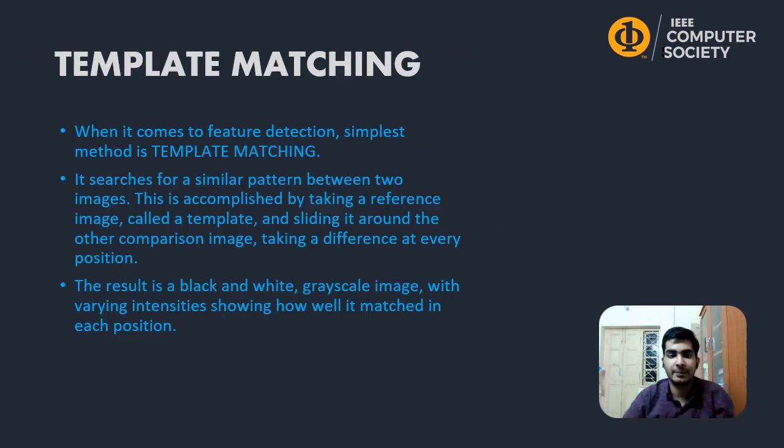Now we will see template matching. When it comes to feature detection, the simplest method is template matching. It searches for a similar pattern between two images. This is accomplished by taking a reference image called a template and sliding it around the other comparison image, taking a difference at every position. The result is a black and white grayscale image with varying intensities showing how well it is matched in each position.